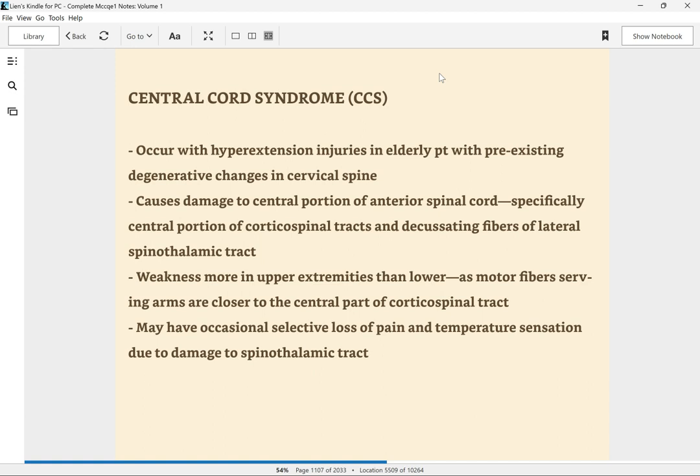Weakness is more in the upper extremities than the lower, as motor fibers serving the arms are closer to the central part of the corticospinal tract. There may be occasional selective loss of pain and temperature sensation due to damage to the spinothalamic tract.